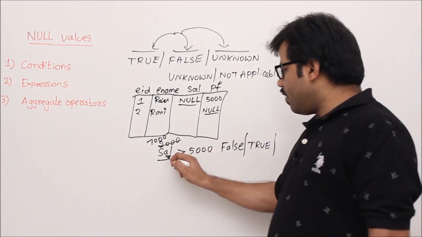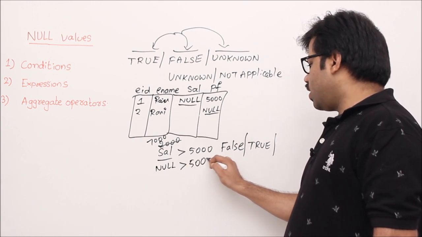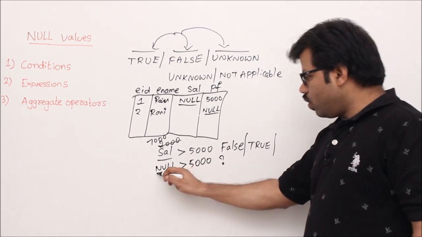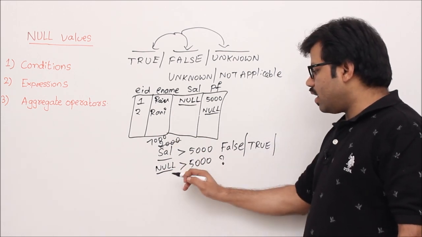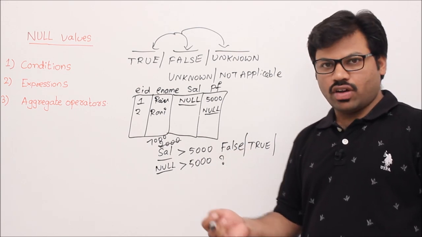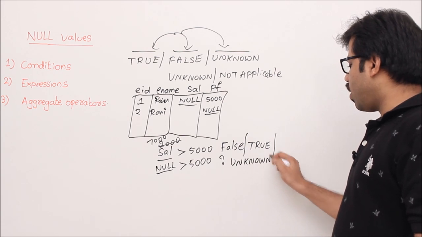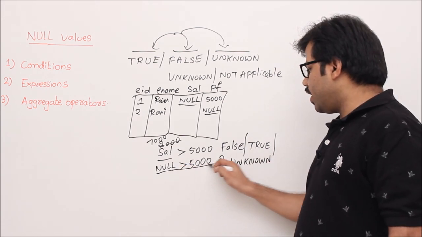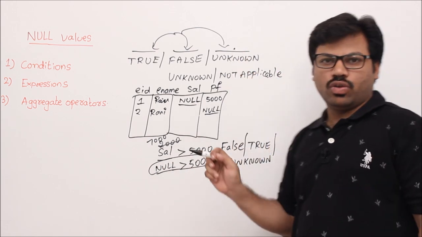Now, if that salary value at this moment is null, then what is null greater than 5000? Since we don't know this null value, that means it is an unknown value, so unknown greater than 5000 we can't decide. That's why it is neither true nor false. That's the reason we introduce an element called unknown. From now onwards, null greater than 5000 kind of conditions evaluate to the third logical element called unknown.